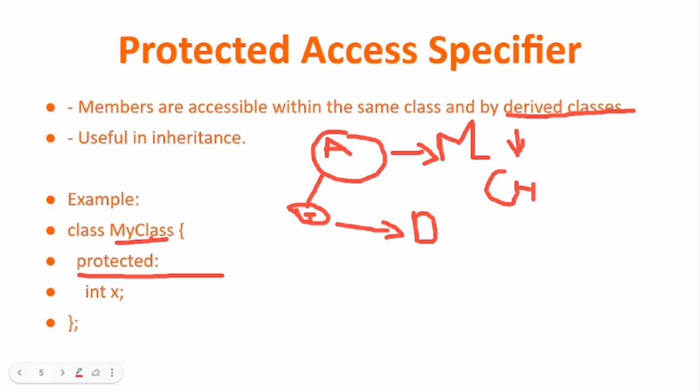Basically, we created the class MyClass, and then we defined the specifier, which is protected, and then we initialized the variable x, which can be accessed inside the major class, and can be accessed through the child class, but not by other classes or outside in the main function.